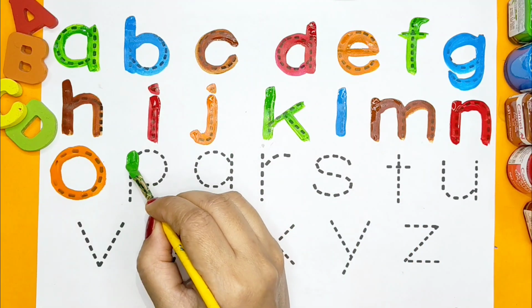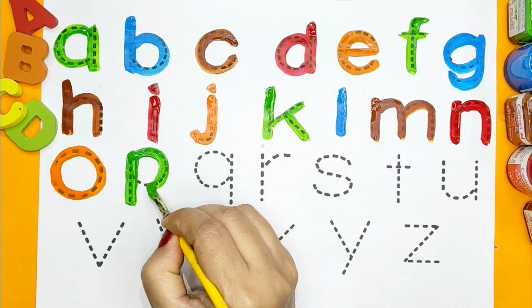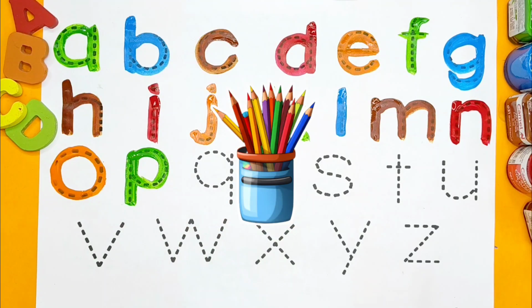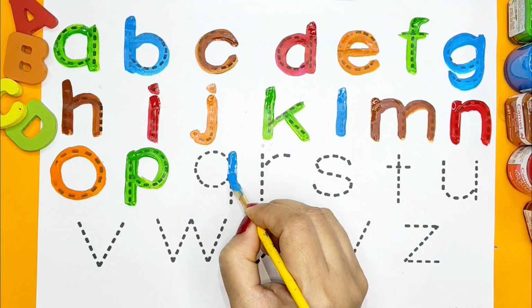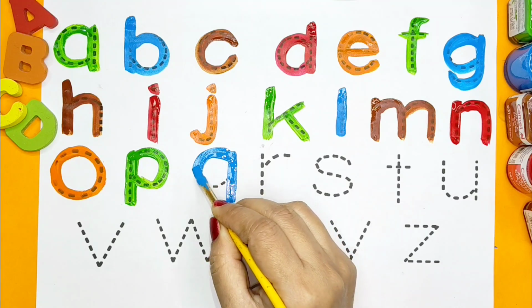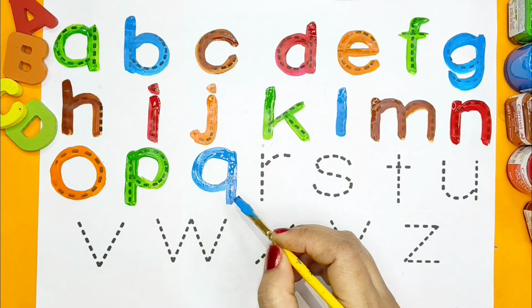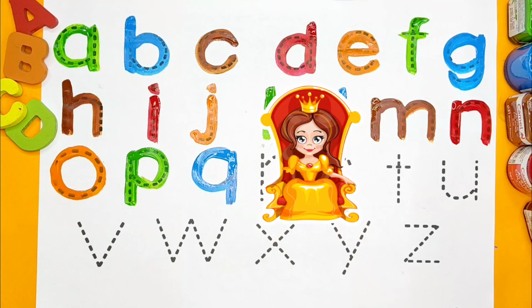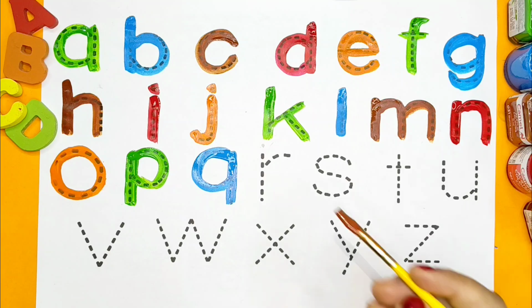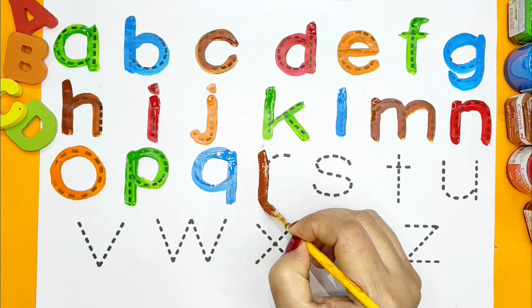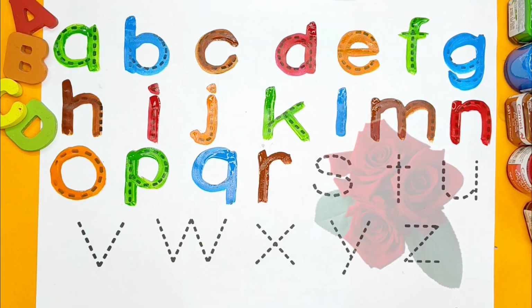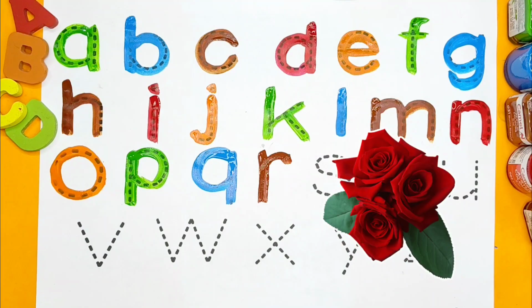Light green color. P. P for pencil. Sky blue color. Q. Q for queen. Brown color. R. R for rose.